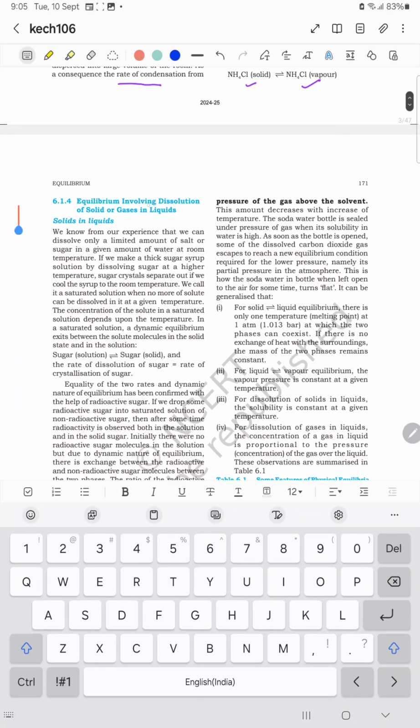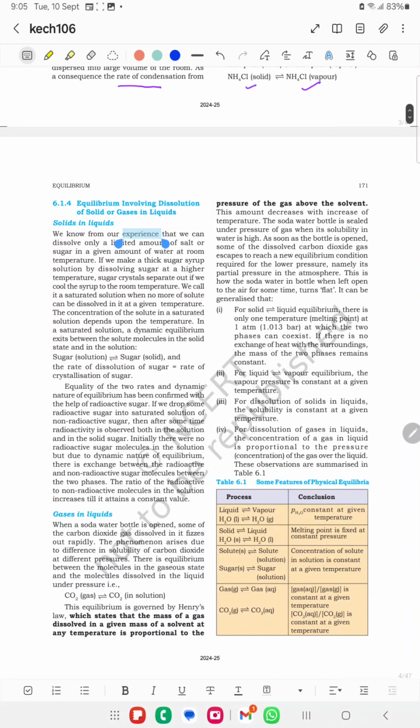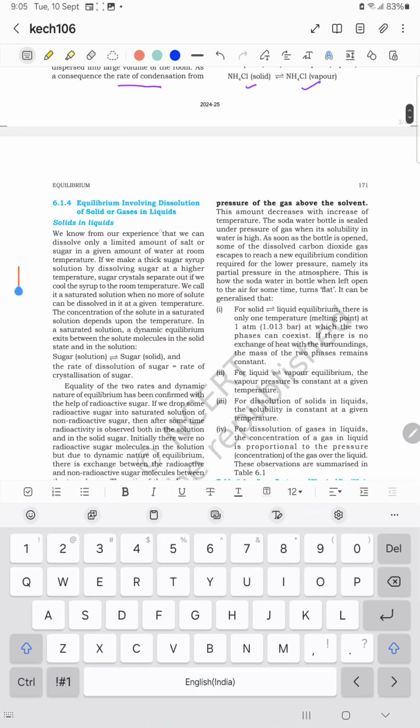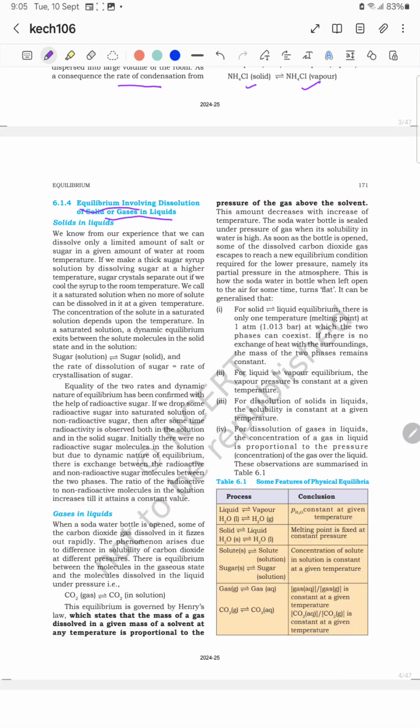Equilibrium involving dissolution of solids or gases in liquids. Solids in liquid. We know from our experience that we can dissolve only a limited amount of salt or sugar in a given amount of water at room temperature.